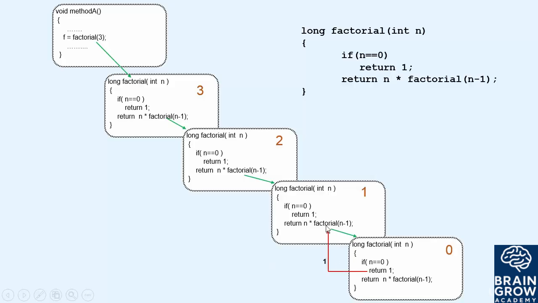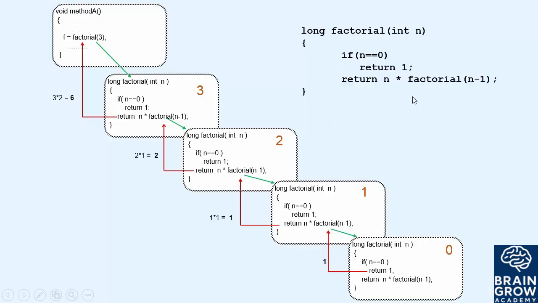So this 1 is returned from here. Value of this call is 1. n is 1, so 1 into 1 is returned from here. Value of this call is 1. n is 2, so 2 into 1 is returned from here. Value of this call is 2. n is 3, so 3 into 2 is returned from here. So this is how we find out the factorial of a number recursively.